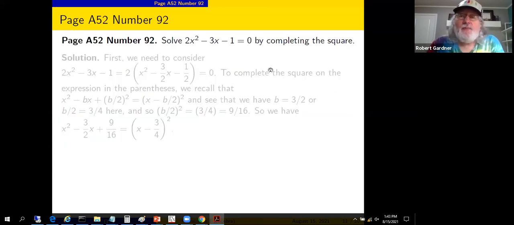Another one involving a quadratic. This one's going to be a little awkward. So solve this, 2x squared minus 3x minus 1 equals 0, by completing the square. All right. Completing the square. We did that, I think that was done in section A.3.